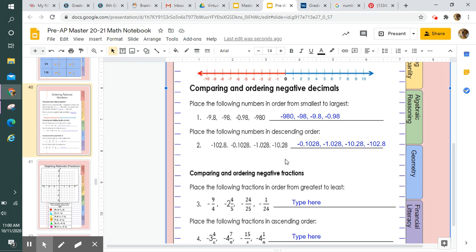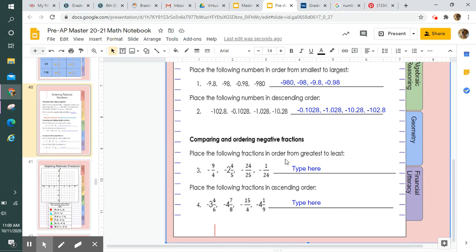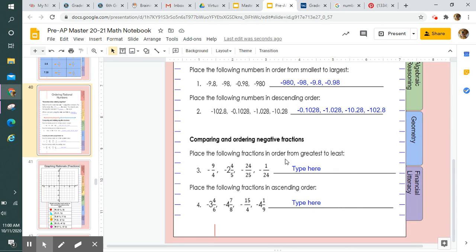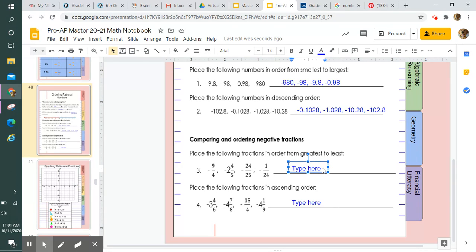Okay, now the next one we have is fractions here, and fractions get a little more difficult. Okay, so we're going to place them in order from greatest to least. So greatest means closest to 0 again. We want whichever one is closest to 0, so that means it's going to be one of these that does not have a number in front of them. But be careful, because 9 over 4 is really equal to what?